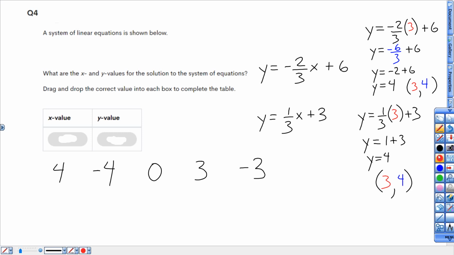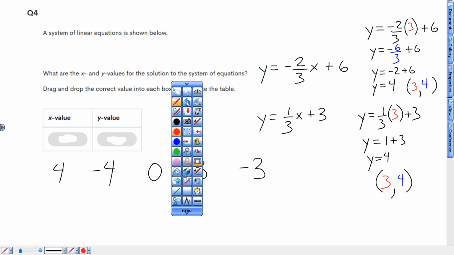And then make sure you put your answers in the right place. Don't put that 3 right here in the y value box. Don't want to do that. That 3 goes right here for x, and that 4 is the value that both of them spit out when you plug in 3 for x.